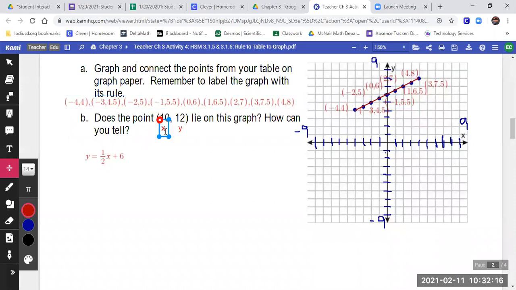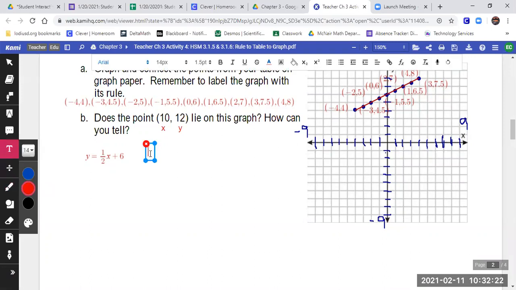So will 10, 12 be on our graph? If we continued going up and up and up on the graph, will 10, 12 be on the graph? If we continue the pattern, for every 2 x's, the y goes up by 1. Will 10, 12 be on our graph?